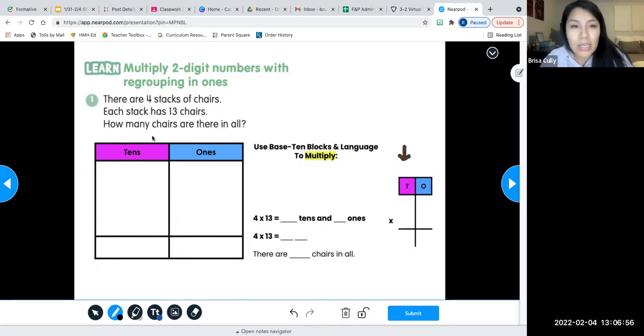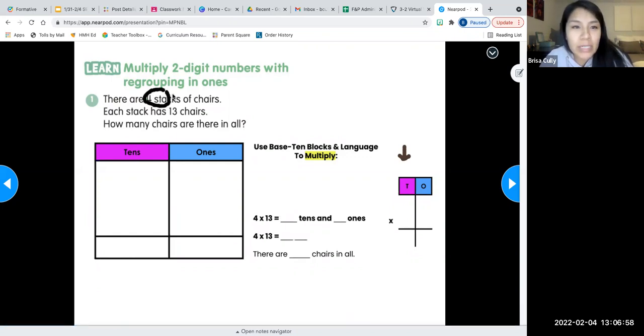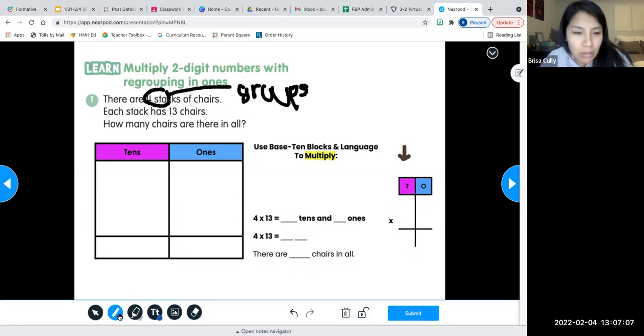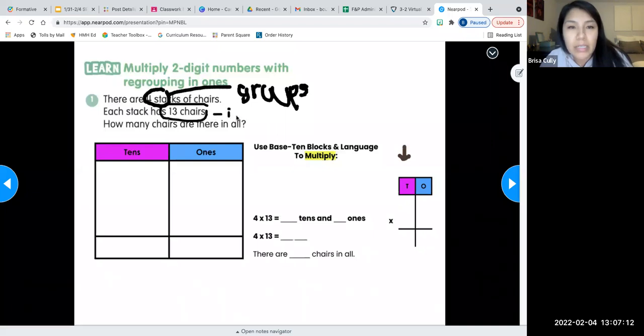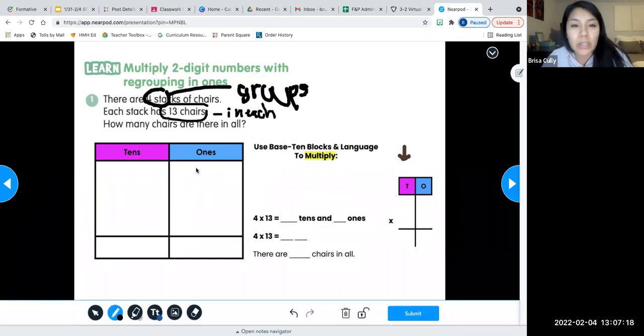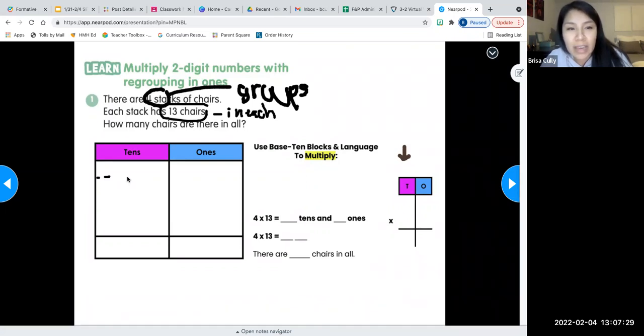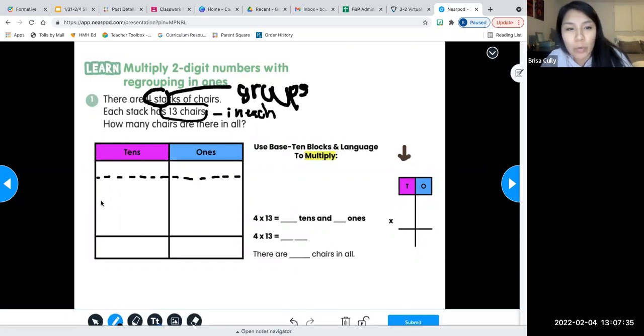Remember, I'm recording this. So in my problem, it was pretty clear that the 4 stacks is going to be my number of groups. Pardon my handwriting. Let me make it a little thinner. And then the 13 is the number in each. Now I'm going to be going back and forth to my base 10 pictures, to my base 10 language, to the vertical form. If I have 4 stacks or 4 groups, that means I have to use my place value chart to create 4 equal groups.